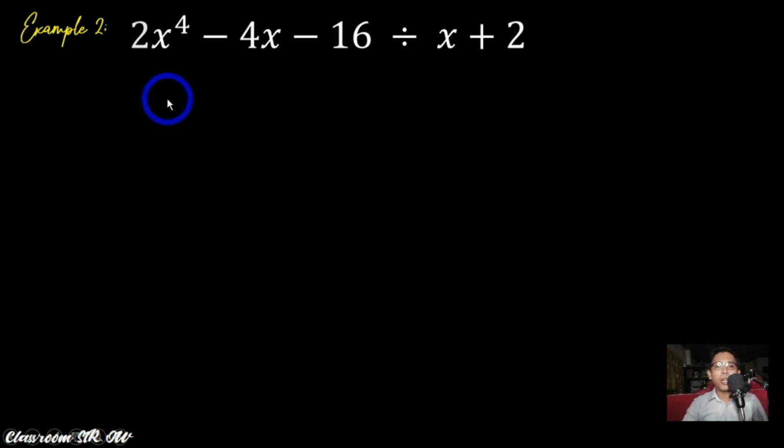Now, of course, we are asked to divide the polynomial 2x to the fourth minus 4x minus 16 by x plus 2.